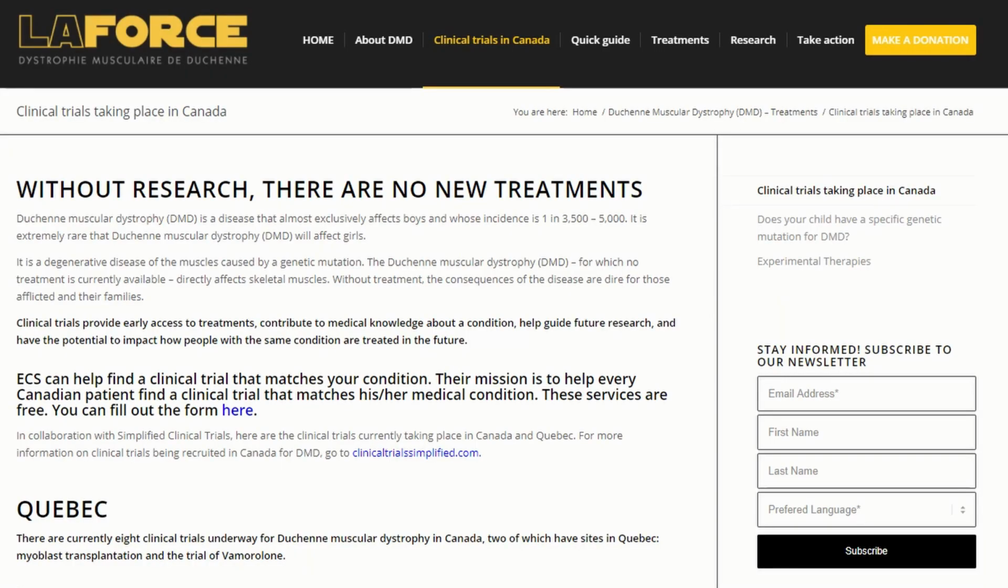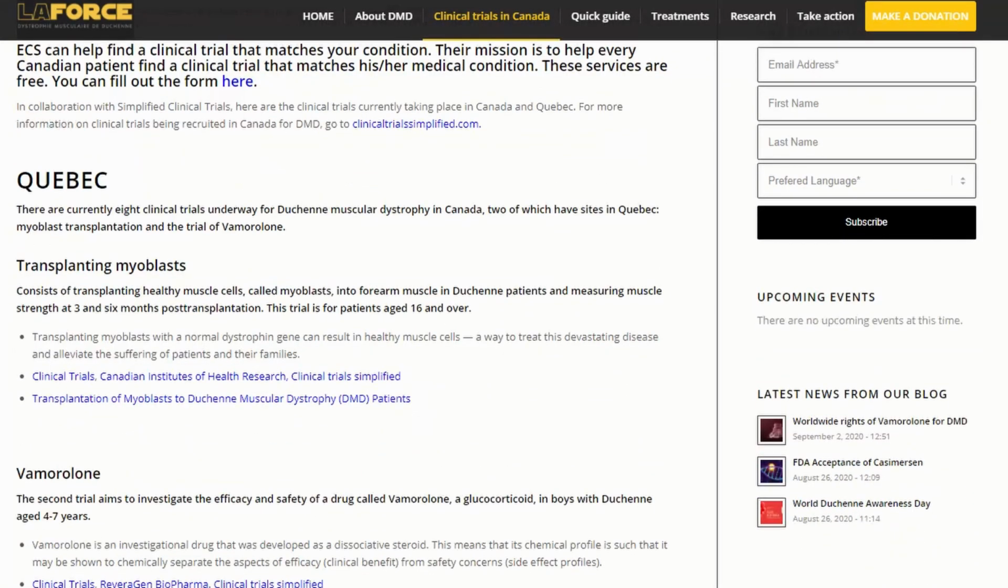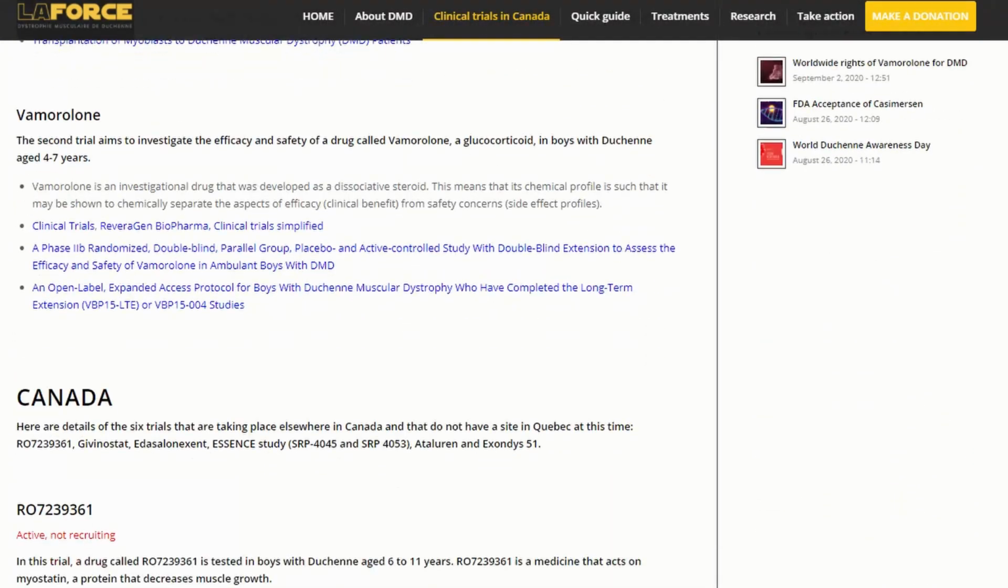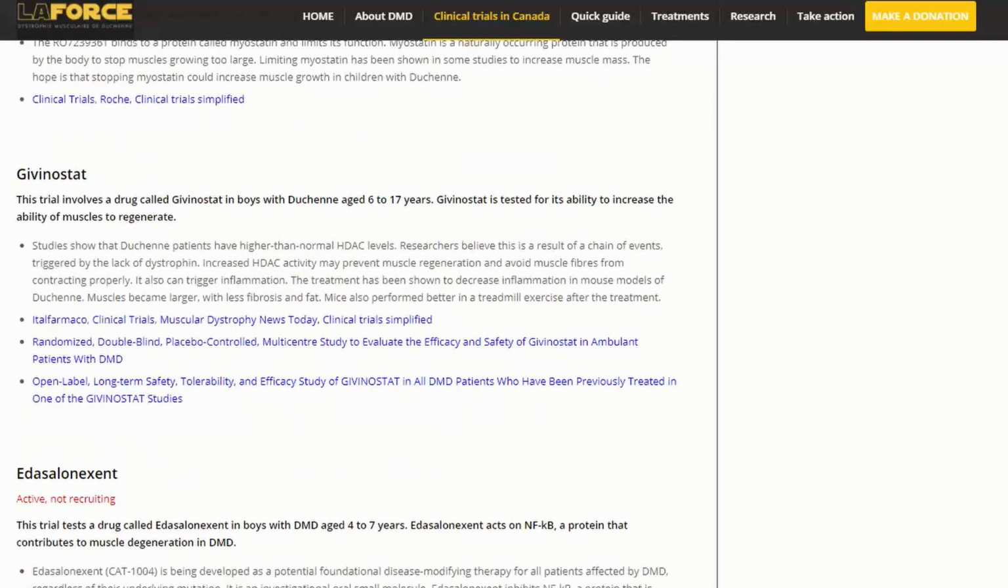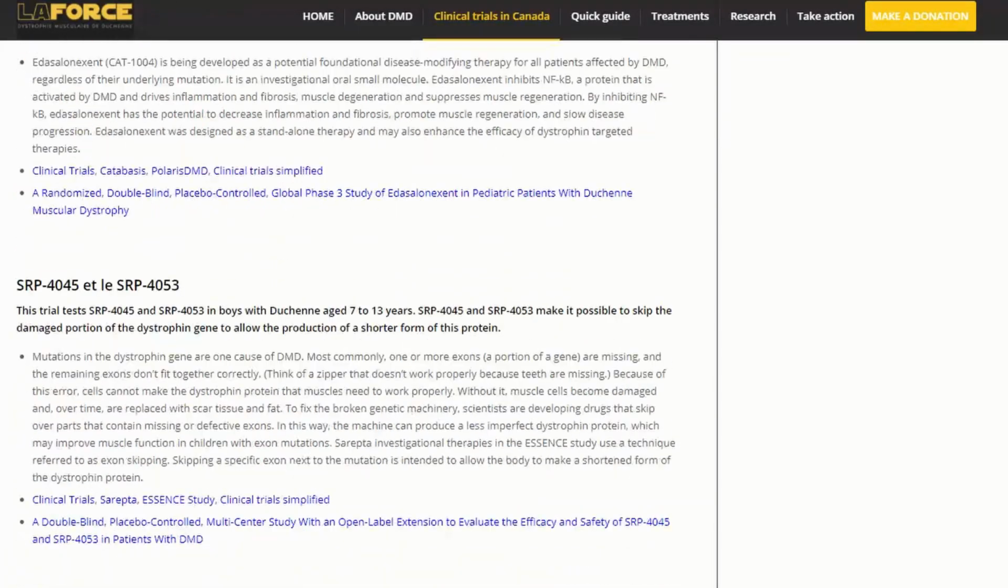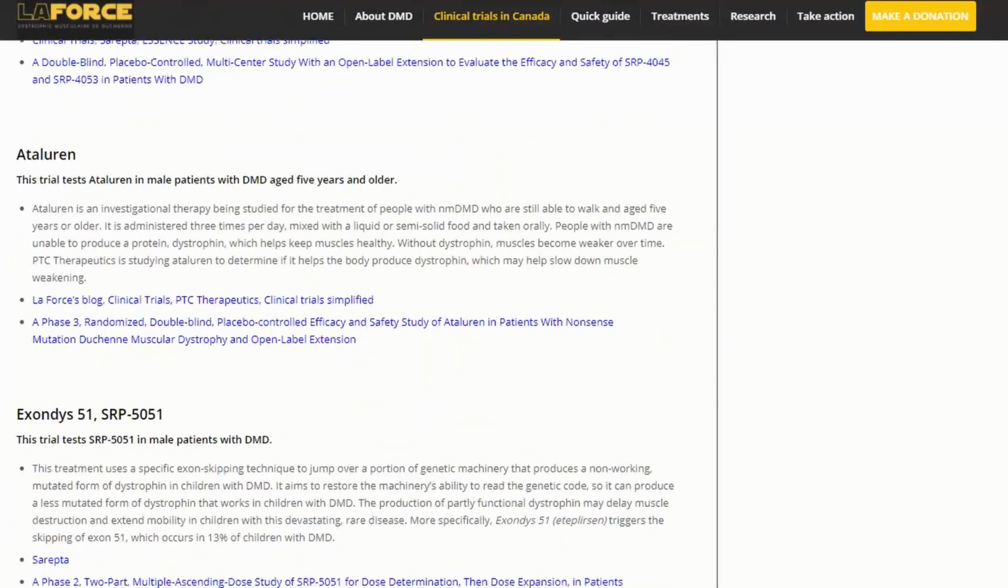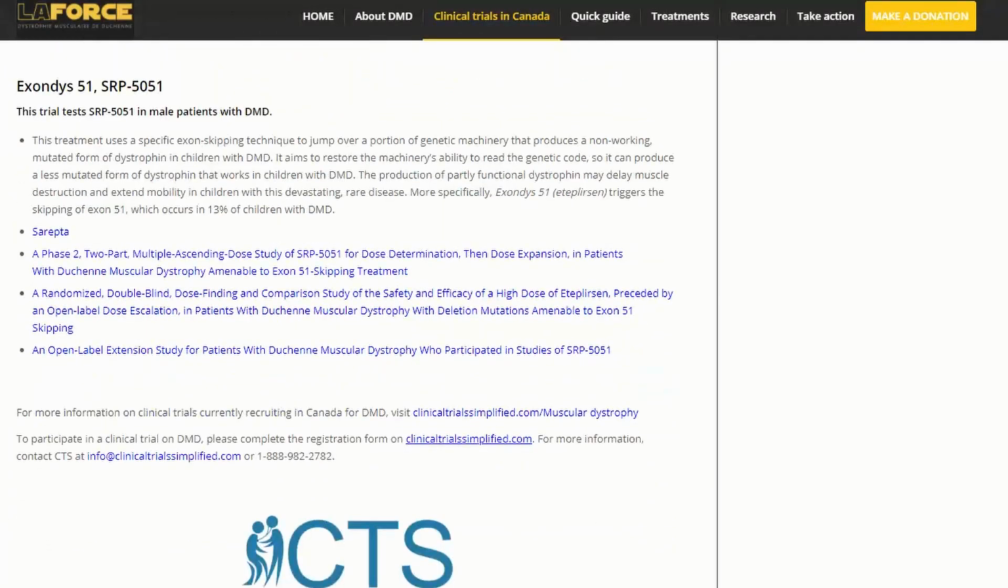Thankfully, some of these cures or treatments are in clinical trials, and there are other drugs that I didn't mention that are also in clinical trials as well. The link for this website will be in the description box below.